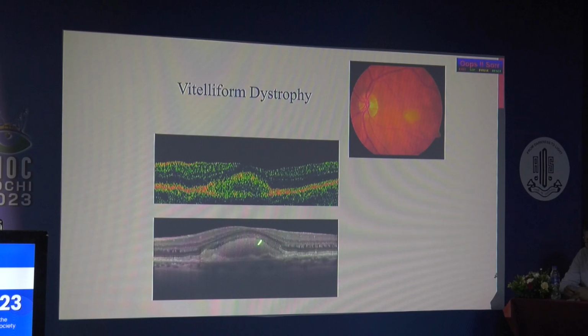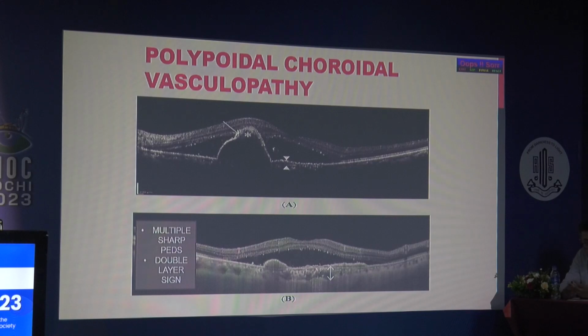And again, sometimes you have all made mistakes. The vitelliform dystrophy, and we have injected. See, there is no fluid around. There is no fluid around. And this is a thing which we are now diagnosing more and more with the new gadgets that come, polypoidal vasculopathy.